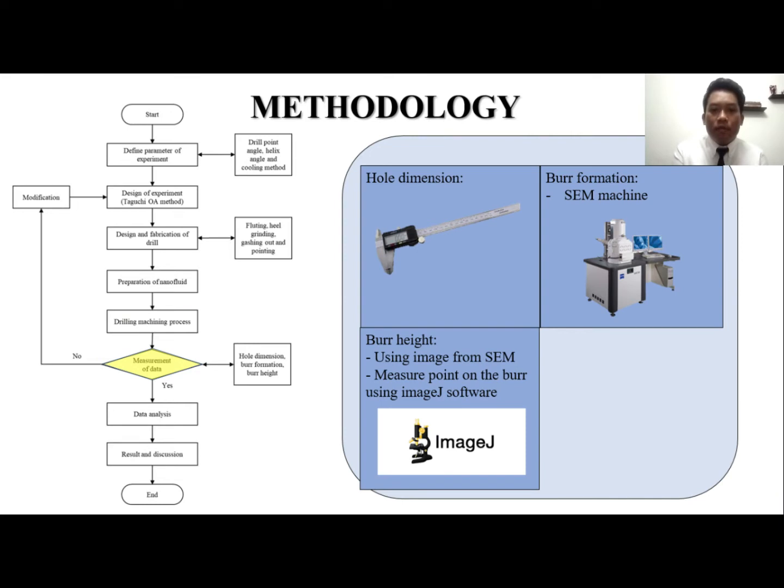For measurement of the output of the drilling process, this is the method that has been used to measure the output response. A caliper is used to measure the hole dimension that is produced at the entrance and the exit of the drill hole, while SEM is used to capture the image of the burr formation on the entrance and exit hole. And lastly, ImageJ software is used to measure the burr height produced, using the image captured by the SEM machine.